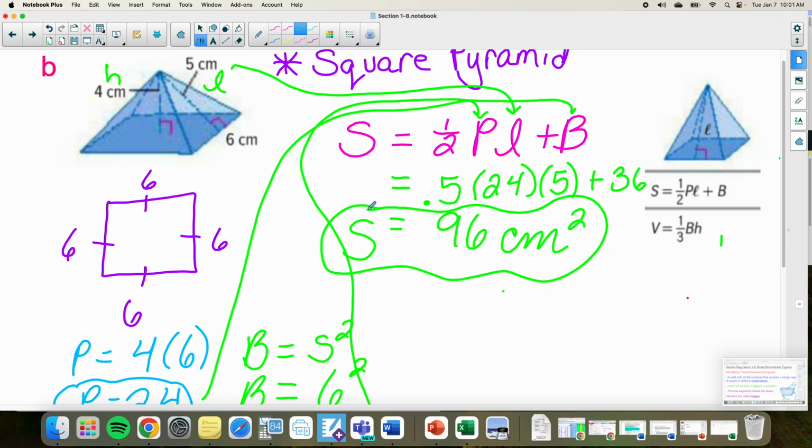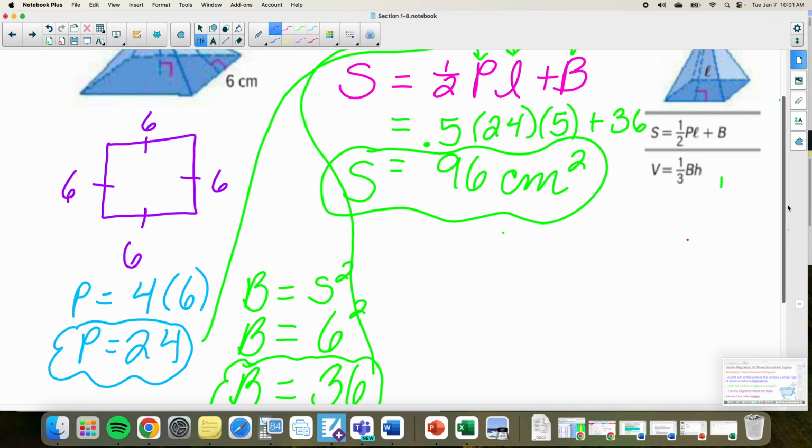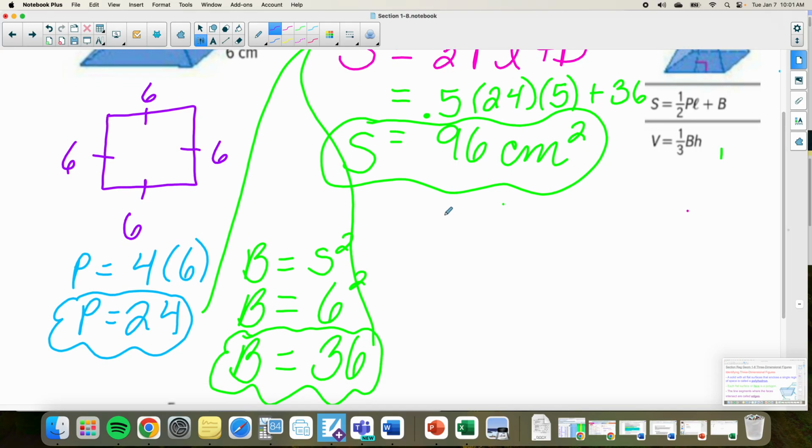Okay. Now, the last thing that we have to do is volume. And volume is 1/3 capital B times H. Okay? Now, I'm going to show you guys how to do a fraction.